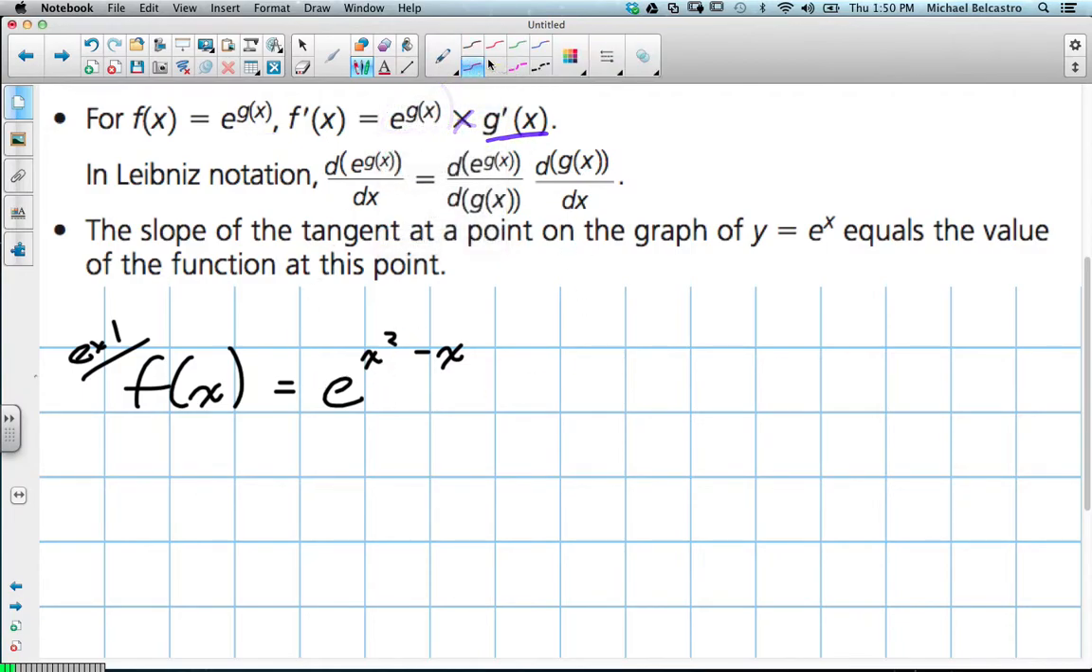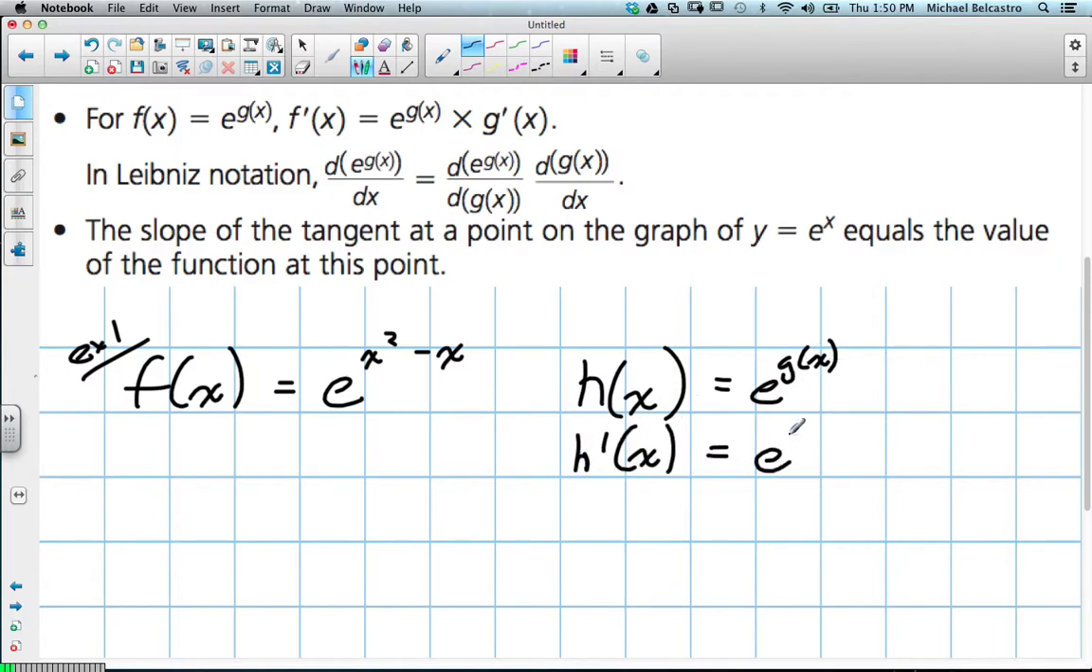So our first example, we want to define what we have here. Again, I'm just going to use a different letter here because I shouldn't have used h of x last time, or f of x. h of x is equal to e to the power of g of x. Therefore, the derivative of h of x would be the original e to the power of g of x multiplied by the derivative of g of x.